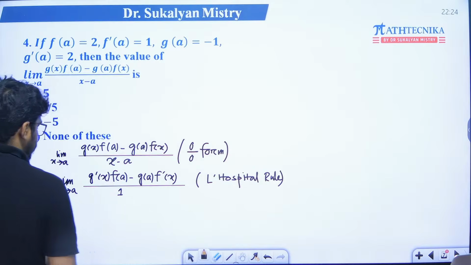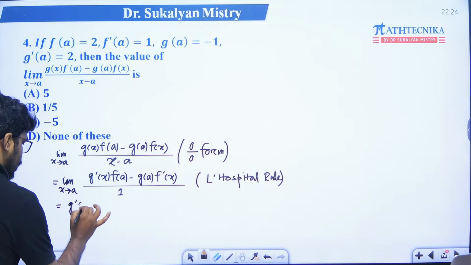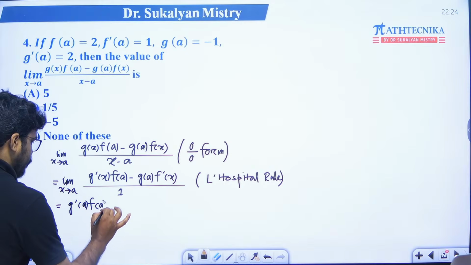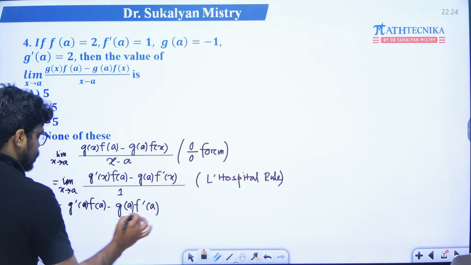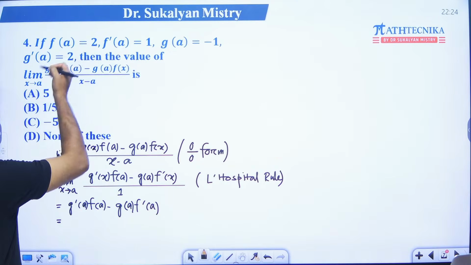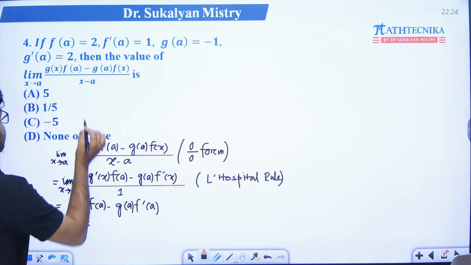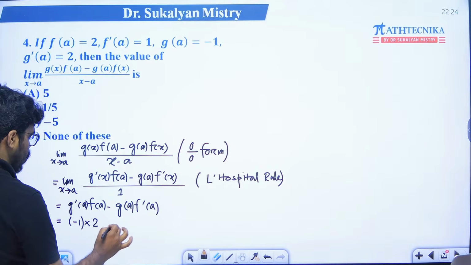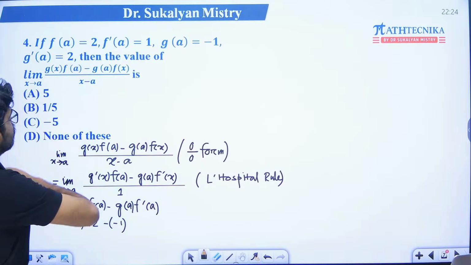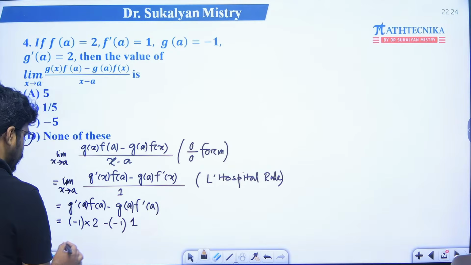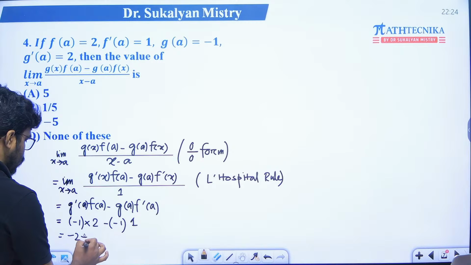So now just put x is equal to a, so what do we get? g dash a into fa minus ga into f dash a. What is g dash a? g dash a is -1. What is fa? fa is 2. ga, that is -1. And f dash a is 1. So that is -2, this is +1.